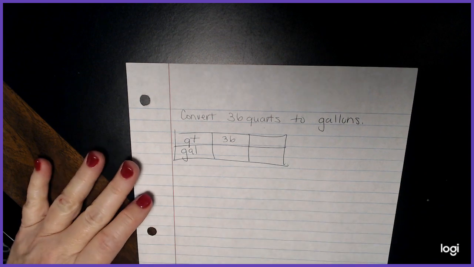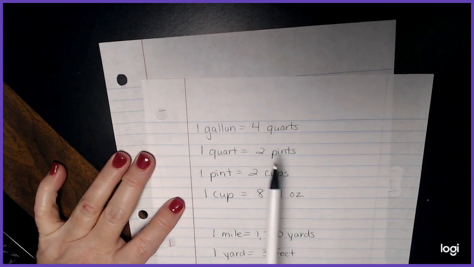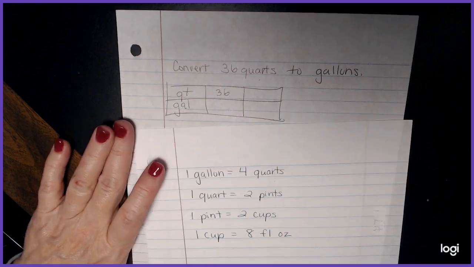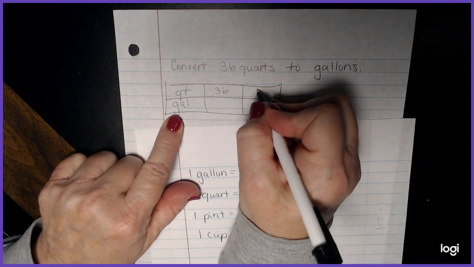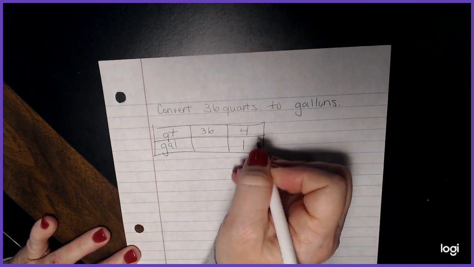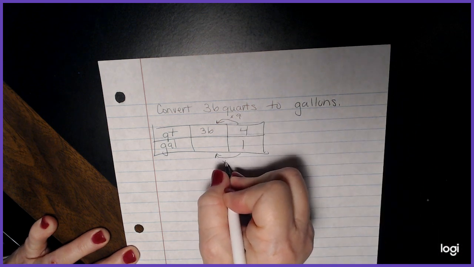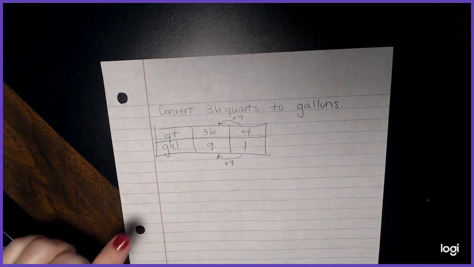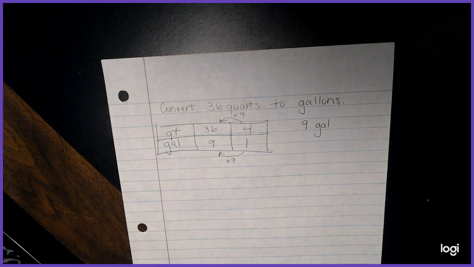I'm going to come back to the notes that we wrote yesterday. We're looking at quarts and gallons. Well, if you notice, I have quarts and gallons right here. I know that 1 gallon equals 4 quarts. So I'm going to come to my paper and I'm going to say 1 for the gallon and 4 for the quarts. All right, now I know how to fill in a ratio table. Let's see, I went from 4 to 36 by multiplying by 9. So that means I'm going to do the same thing here. 1 times 9 is 9. So I found out that my answer is 9. And we can just put gal like that for gallons.